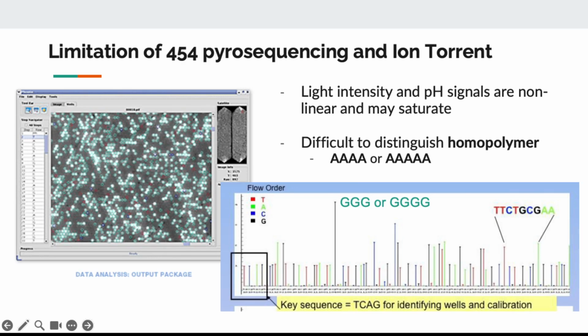When your template is a homopolymer, homo means the same. So you have a repeat of A, A, A, A, C, C, C, C, G, G, G, G, or T, T, T, T. You cannot distinguish them very well with the pyrosequencing and Ion Torrent techniques.